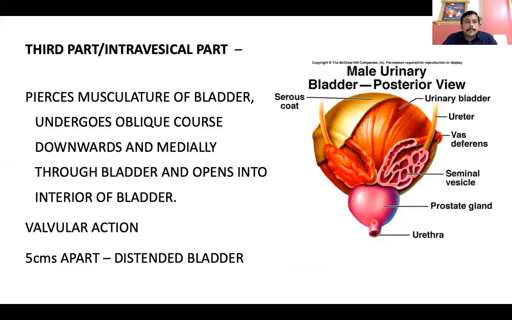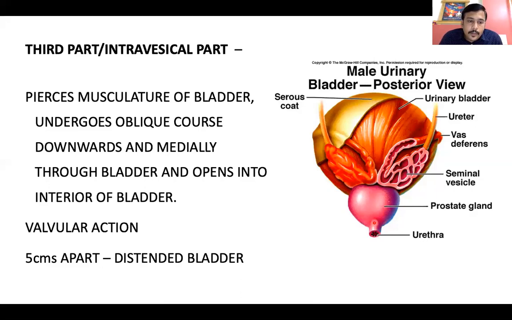Coming to the third part, the intravesical part. Intravesical means it is present in the wall of the bladder. The vesicle means here the bladder, that is why it's called the intravesical part. So it pierces the musculature of the bladder, undergoes an oblique course downwards and medially through the bladder, and opens into the interior of the bladder. Okay, and it will have a valvular action.